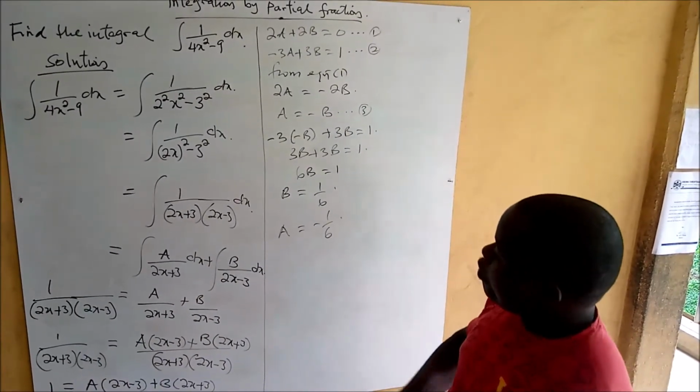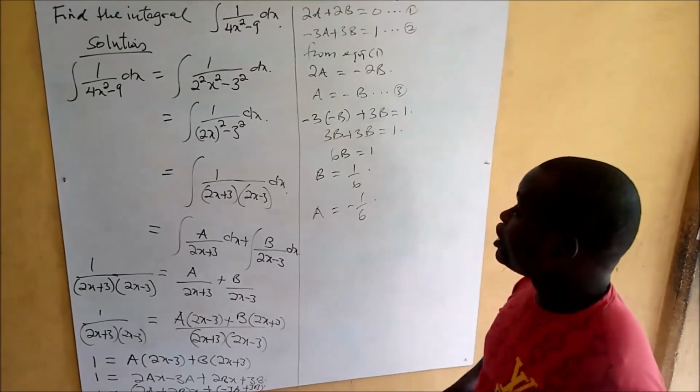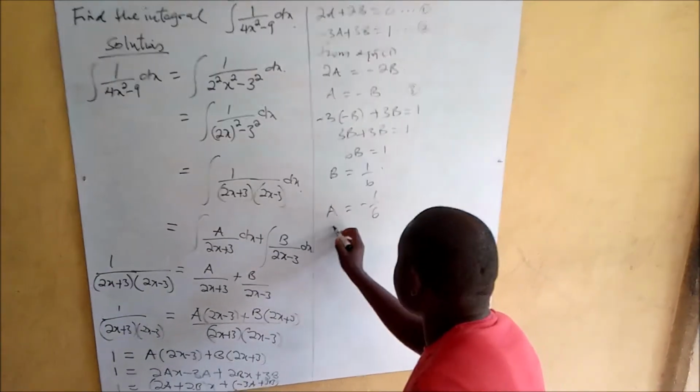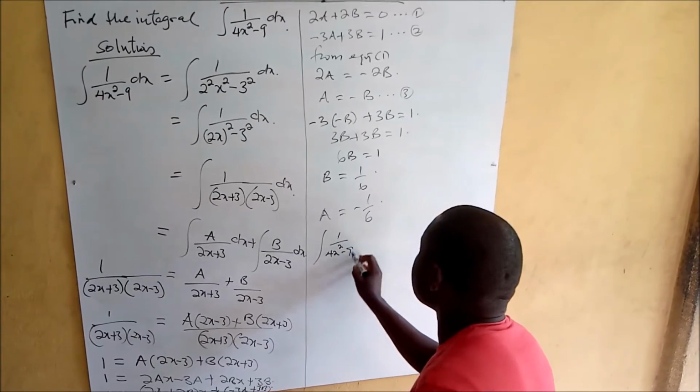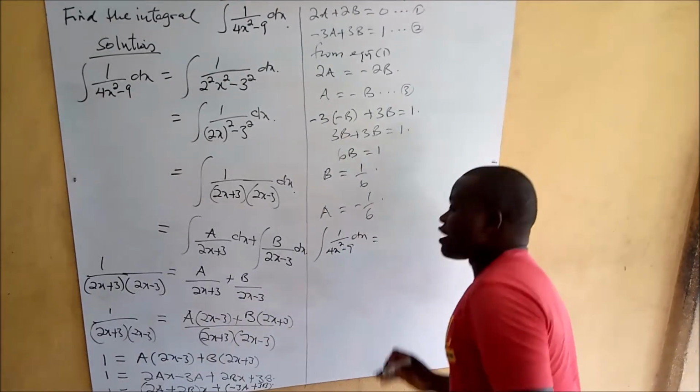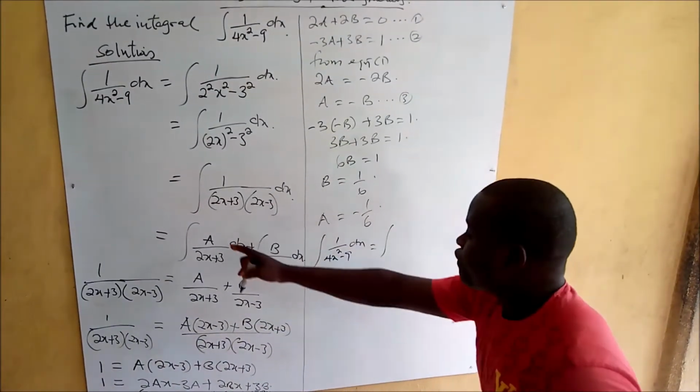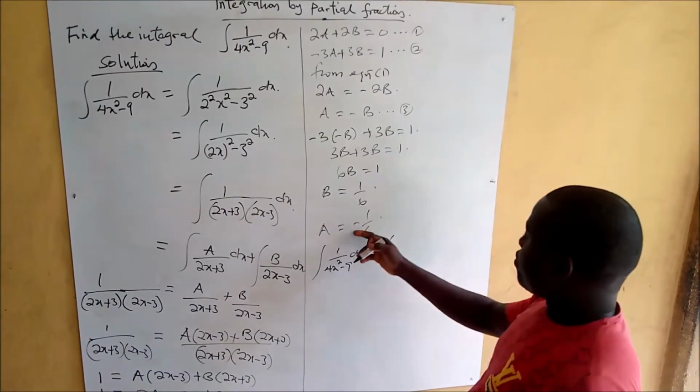So we go back to our integration. We find that the integral of 1 divided by 4x squared minus 9 dx will give rise to the integral of, of course, A is minus 1 over 6.